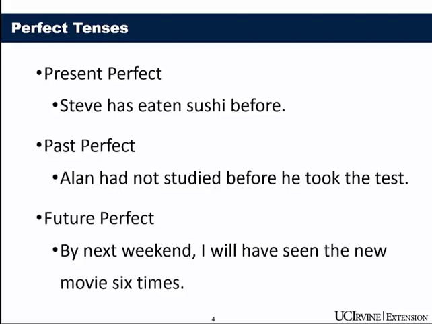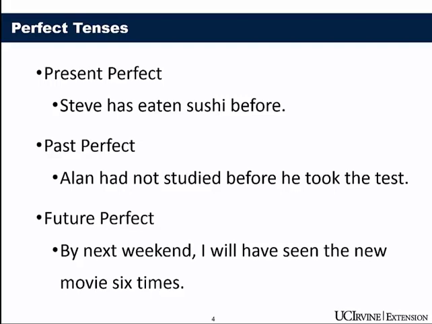Past perfect is a little more difficult. Past perfect has nothing to do with the present. That's what's different from present perfect. Present perfect, now is important. In past perfect, now is not important. When we talk about past perfect, we're talking about two actions in the past. And we want to show that one of the actions happened before the other action in the past.